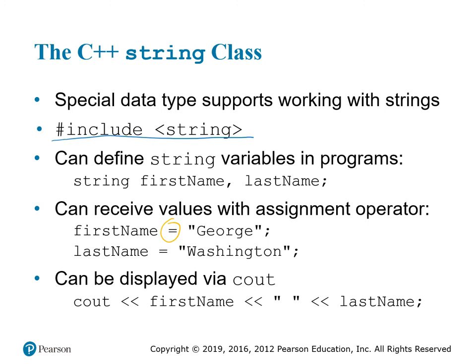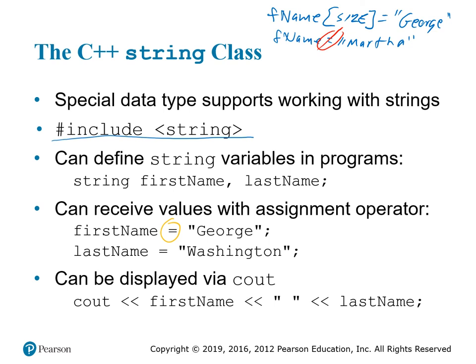So with a normal C string, we had to write first name, size equals George. If we went and tried to do fname equals Martha later, that would not compute. We have to use a C string library routine like sprintf, fname, Martha. Okay, and that would replace fname with Martha.